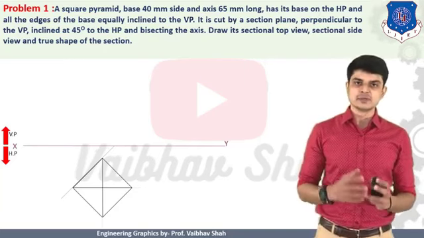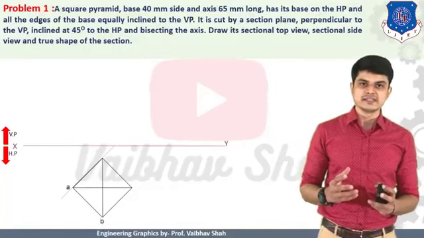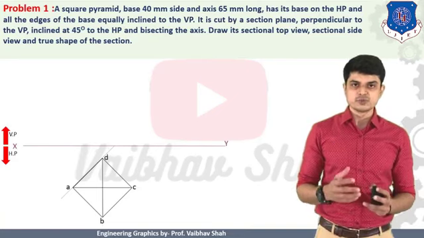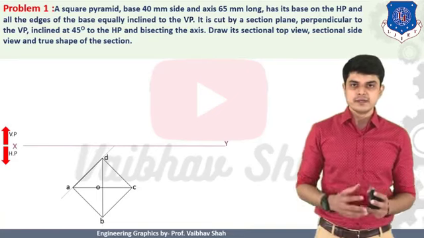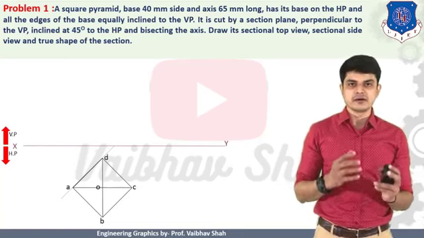Then let us give the notation or numbering of this square, starting from A, B, C, D. So we will give this numbering as A, B, C, D as you can see. Thereafter we should give the center point as O. Now this is our final top view of the object.